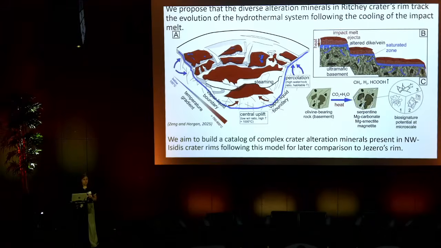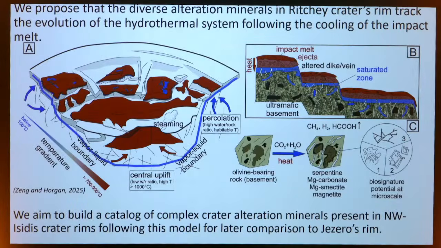This is a beautiful figure Lingqi made, where we propose that the diverse alteration minerals in Ritchie Crater's rim track the evolution of a hydrothermal system following the cooling of the impact melt. So I'm going to start in the box from the left there, labeled B. We have here the basement materials. The peachy color is the ejecta that was originally ejected out when the target rock was struck. And then on top of that, the orange is an impact melt.